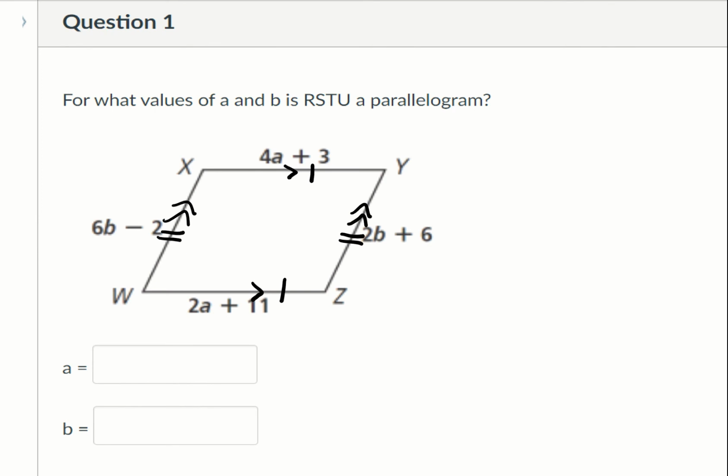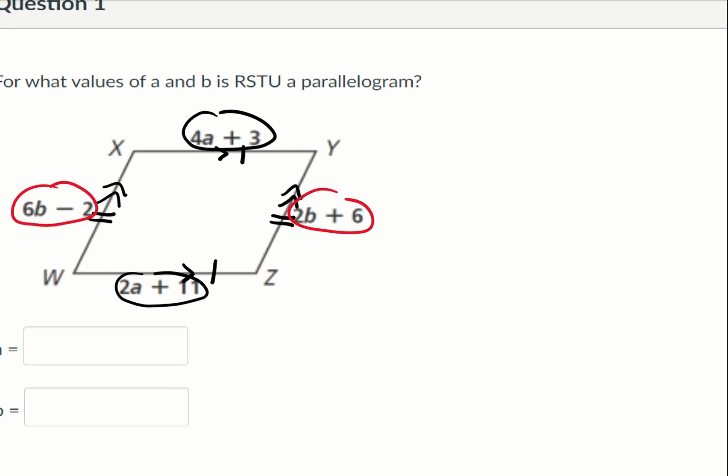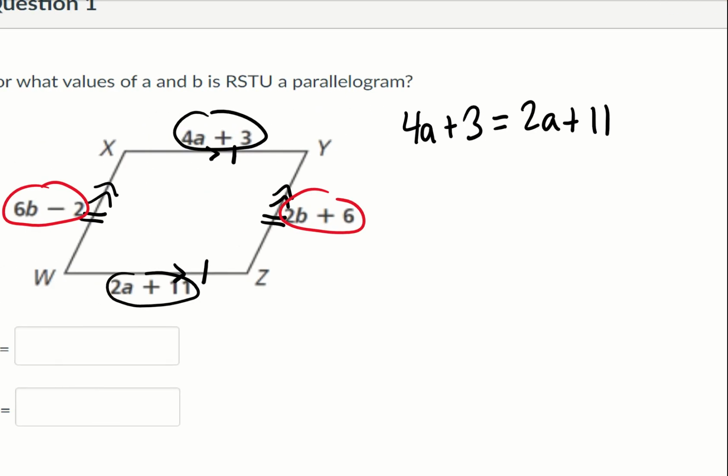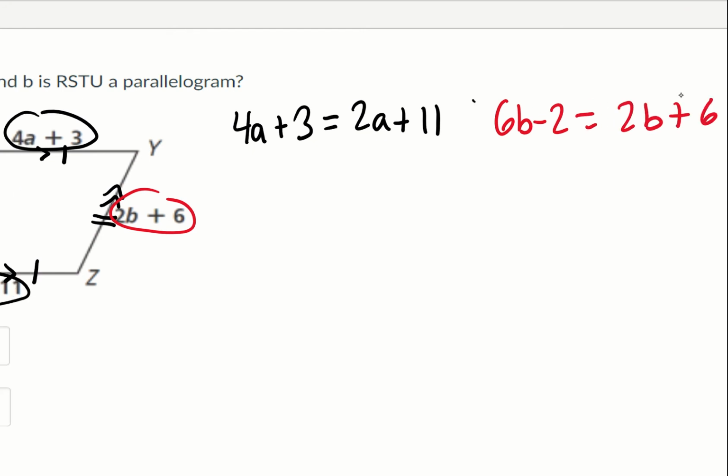We should be able to solve this question with that knowledge, because we know that this has to be congruent to this, or equal, and this has to be equal to this. And those are my two equations that I can set up. So let's go ahead and set up those two equations. We know that the top side is equal to the bottom side, and we'll also set the red ones equal to each other. So let's do the left side is equal to the right side. Okay, we can solve these two equations.